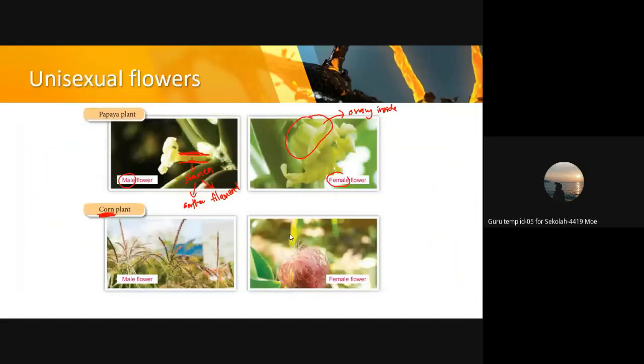Then also the examples of unisexual flowers: papaya plants and corn plant. And for bisexual flowers, what examples did I give earlier? If anyone still remembers, write it down. Yes, hibiscus, rose, sunflower, tulip, and many more. You can Google it yourself. Alright.